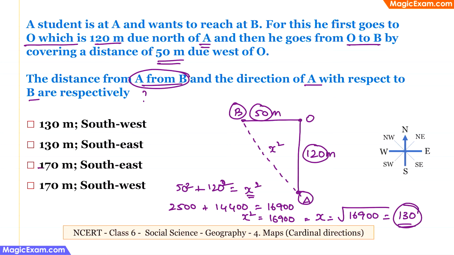So we can eliminate the third and fourth answer choices because they are talking about 170 meters. Now pay attention to what is being asked with respect to the direction. Now the direction of A with respect to B, that is, we have to look at B as the point where we are standing and with what direction does A fall in. Now A falls in this direction. So now if you look at the direction diagram, you see that this is roughly the southeast direction. Therefore the answer here is 130 meters and southeast. So 130 meters southeast will be the correct answer.